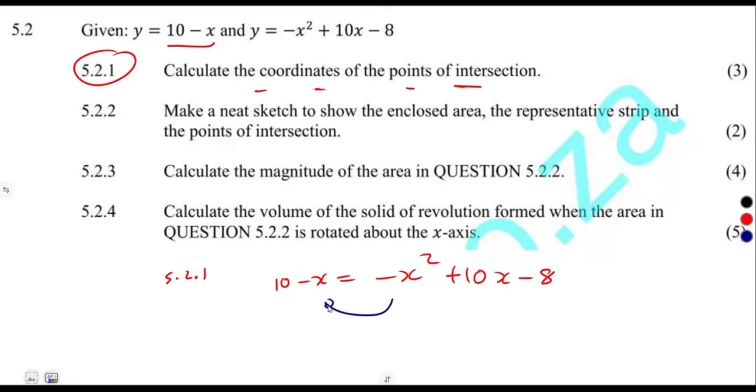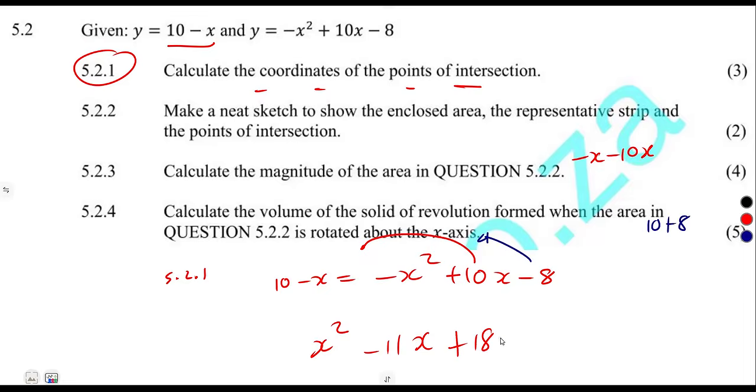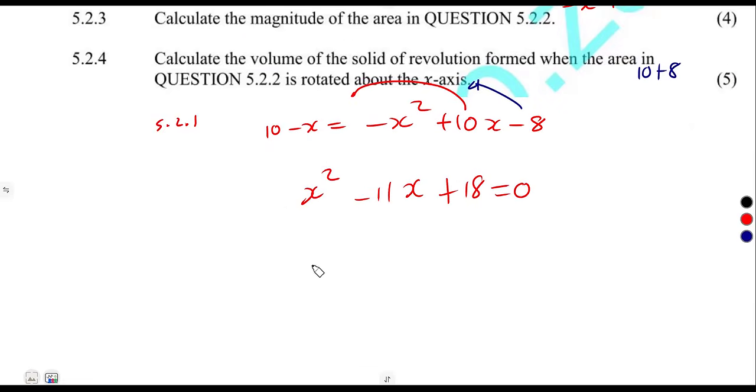We can simply take these terms to the other side of the equation. So it was going to be positive x squared. 10x to the other side was going to be negative 10x. It's negative x, negative 10x, which is negative 11x. Then 8 to the other side was going to be a positive. So 10 plus 8 is 18. So solve this equation, which you can solve by quadratic formula or by factorization.